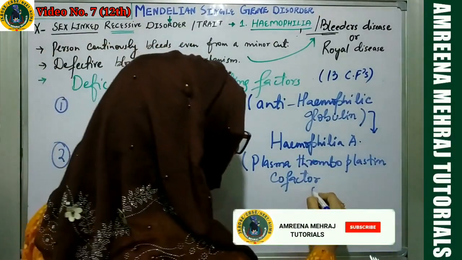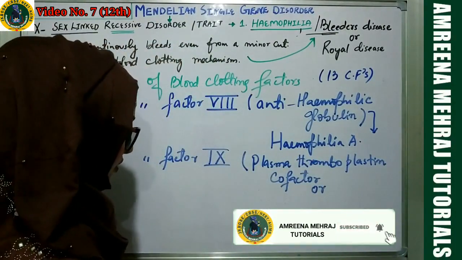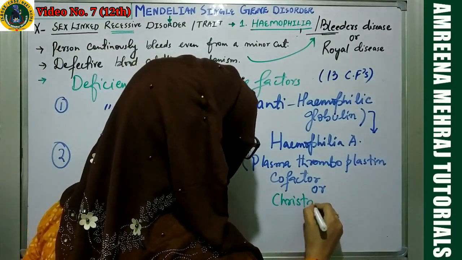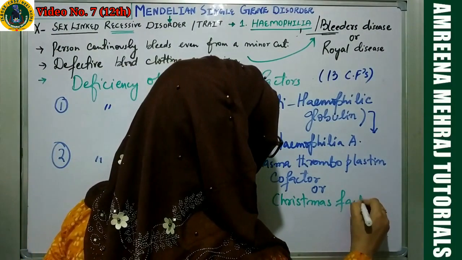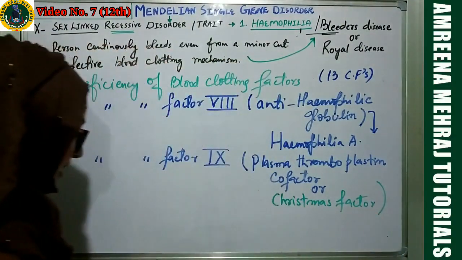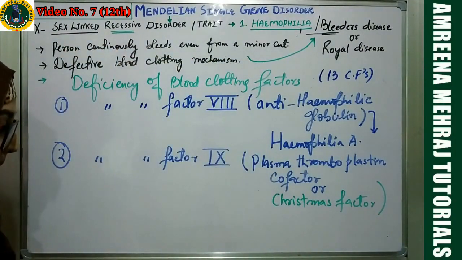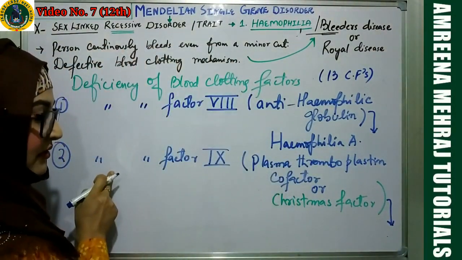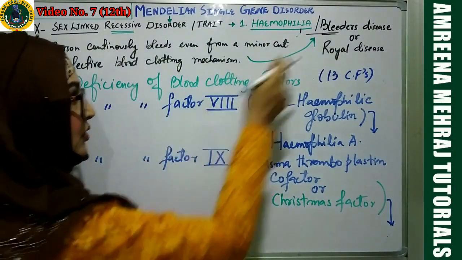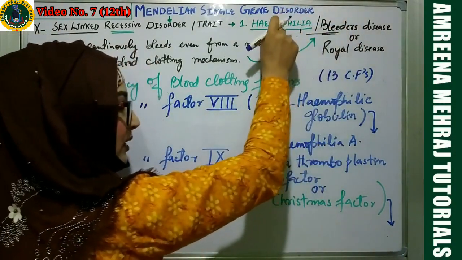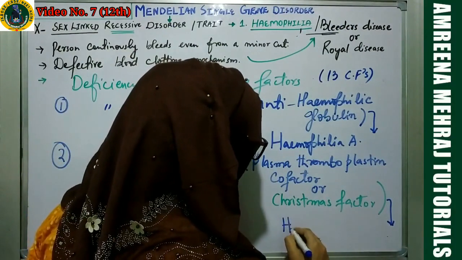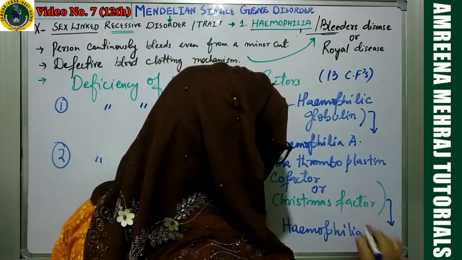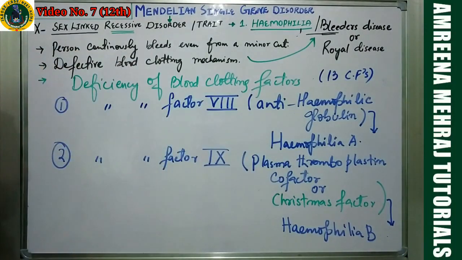Or it's also called Christmas factor. It was basically discovered in a Christian family, that's why. Then this particular hemophilia, because again you will have a defect in the clotting mechanism, again it will be a bleeding condition, again you will call it a hemophilia. This hemophilia is called Hemophilia B. Let's for the time being consider these two cases.